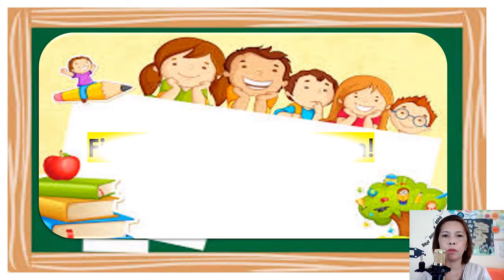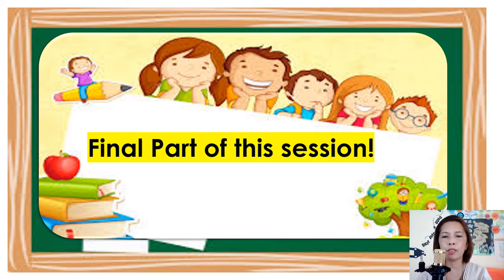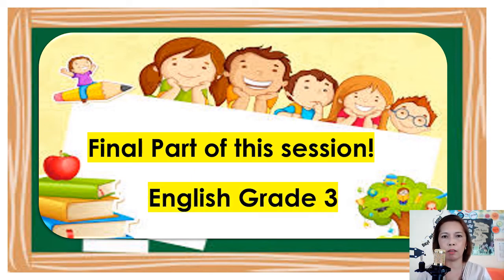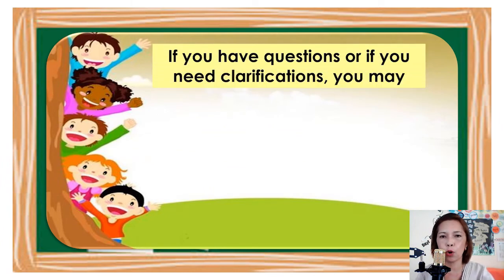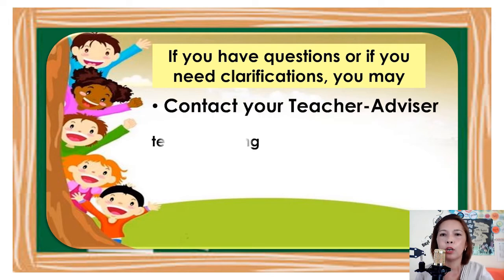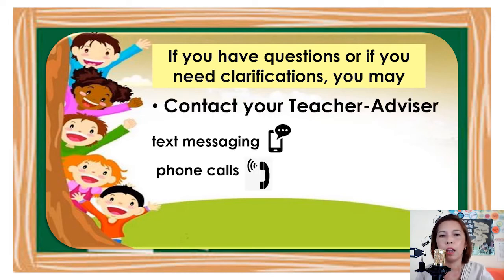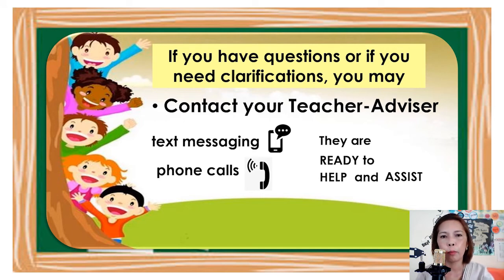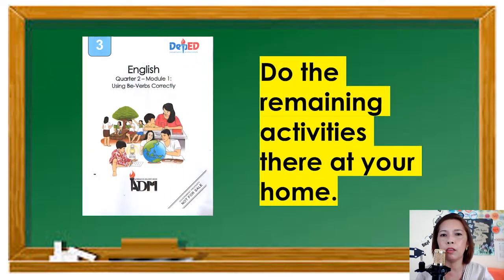Finally, we have come to this final part of our session in English Grade 3. If you have questions or if you need clarifications, you may contact your teacher advisor through text or phone calls. They are ready to help and assist you for this lesson. For this Quarter 2, Module 1, using be-verbs correctly, there are still activities for you to work on. Do the remaining activities there at your home.